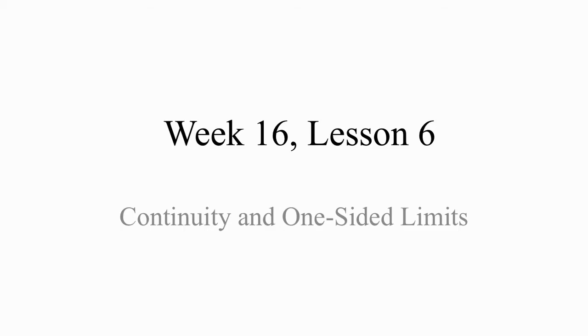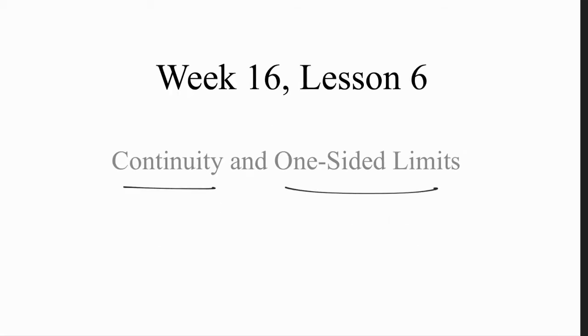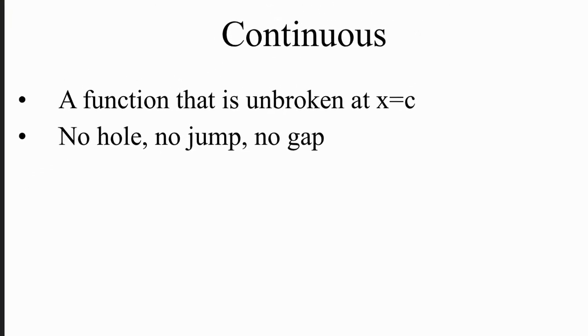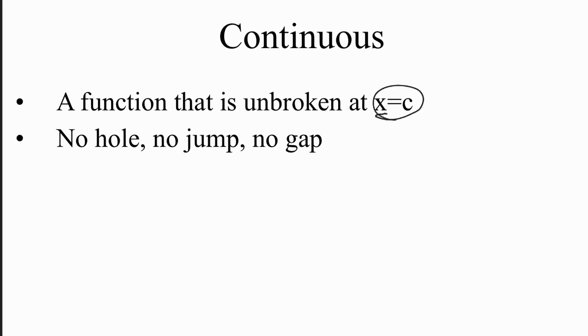So we're going to be talking about two different things within this one lesson. One of them is continuity and the other one is one-sided limits. So let's start with what continuous means. Continuous means that there's a function that is unbroken. You can draw it without picking up your pencil at a particular point.